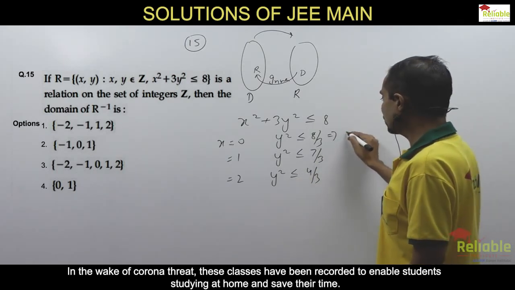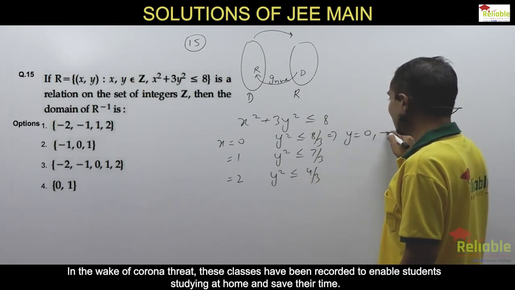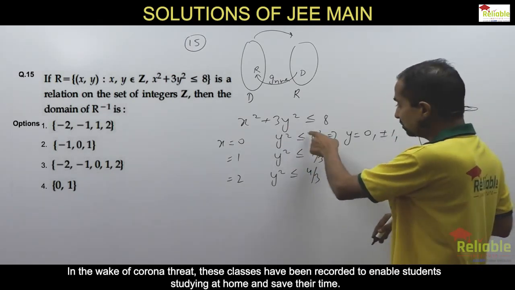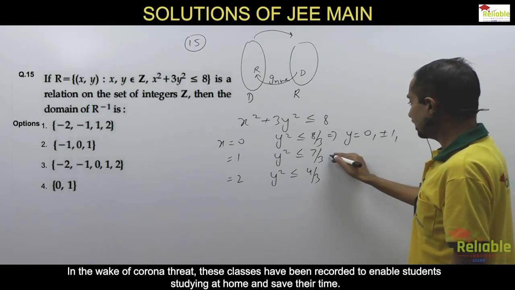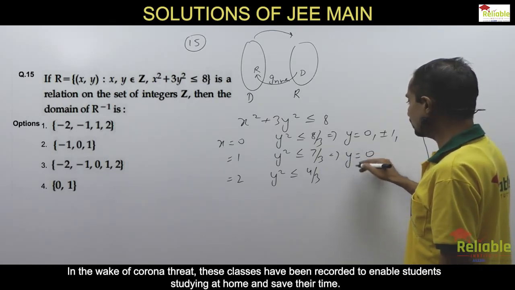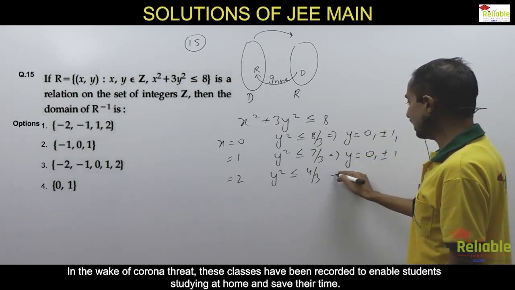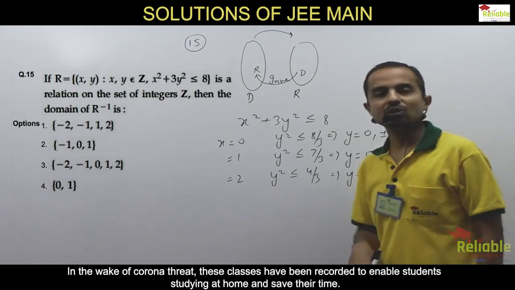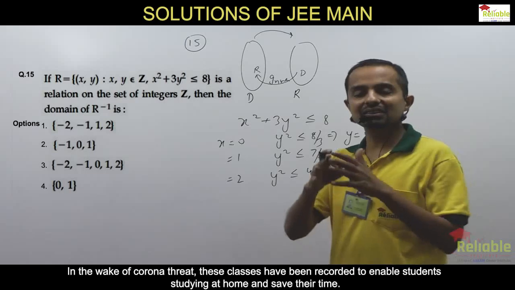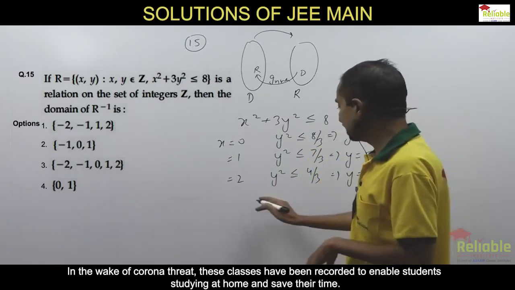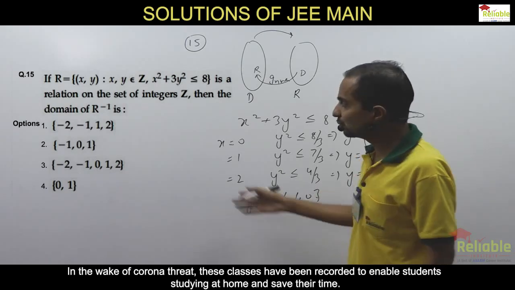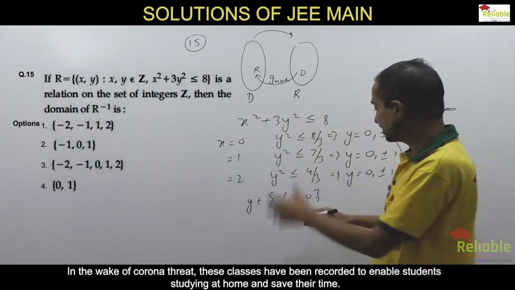So the possible values of y are 0 and plus or minus 1; plus or minus 2 is not possible, right? Because it is 2 point something. Here the possible values are 0 and plus or minus 1, and here again the possible values are only these. So in all three cases we get the set of values of y to be plus or minus 1 and 0. So we have to choose the second choice.